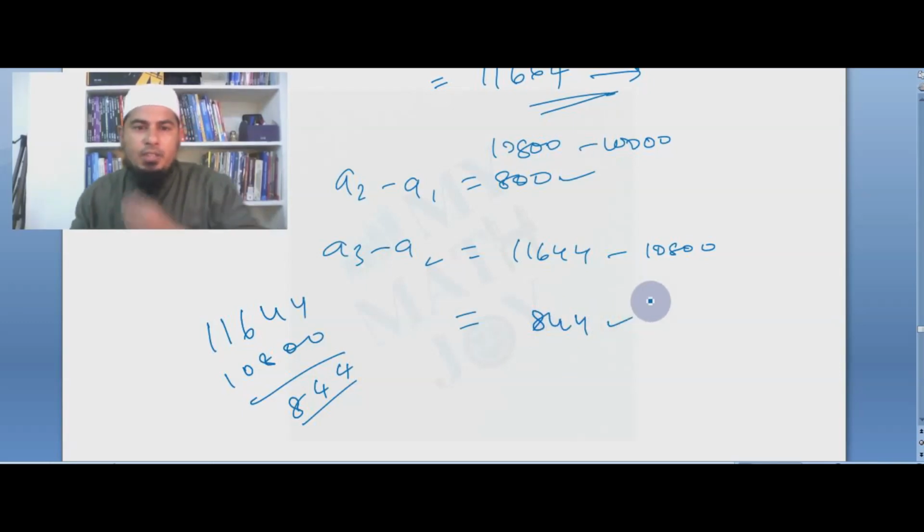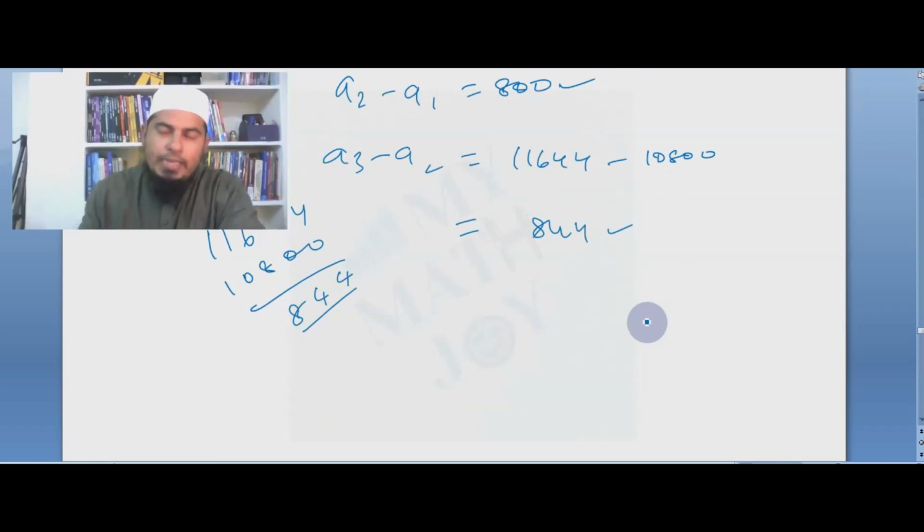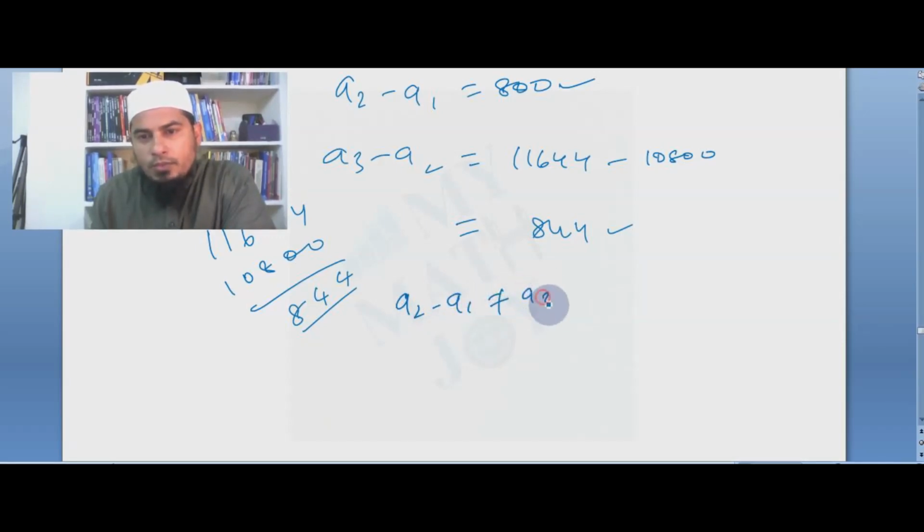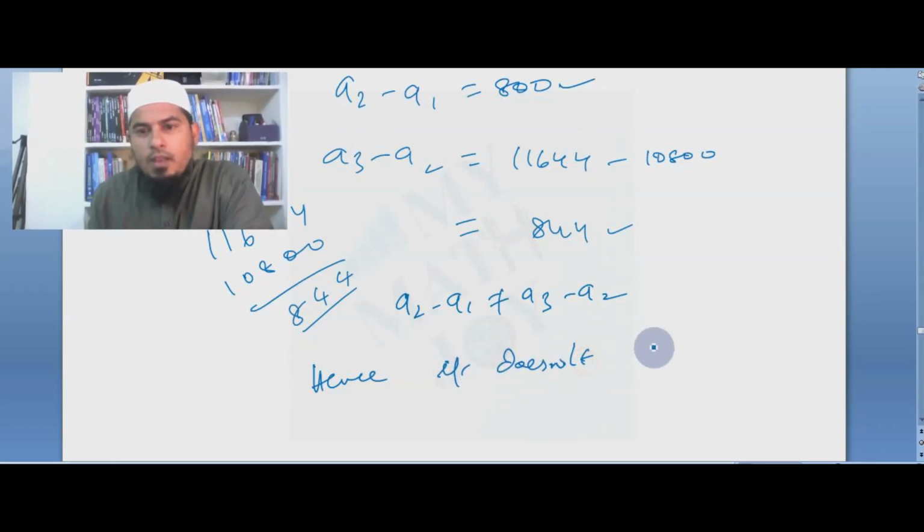This is the difference you get when you do the calculation of compound interest. So no, A2 minus A1 is not equal to A3 minus A2, hence it does not make an AP.